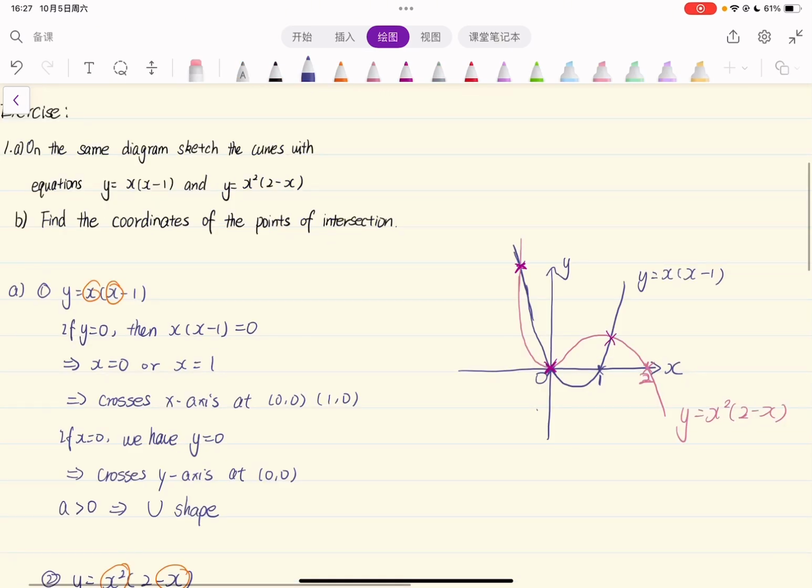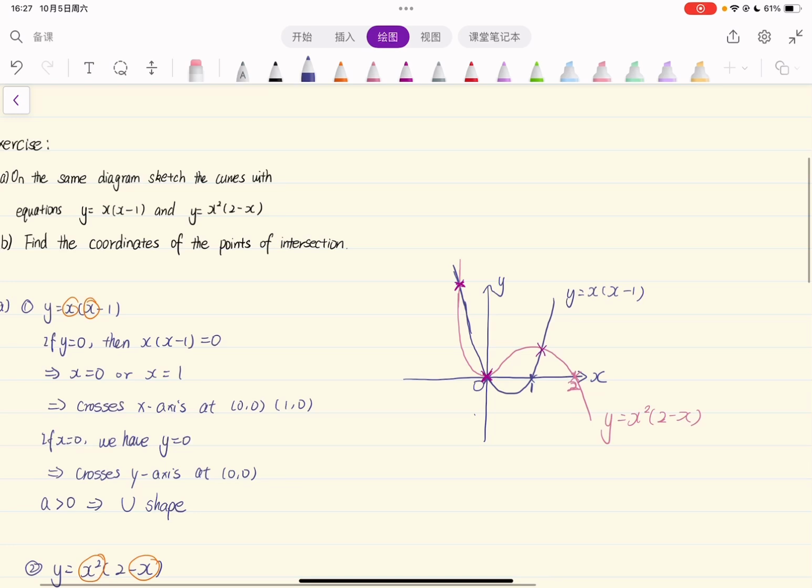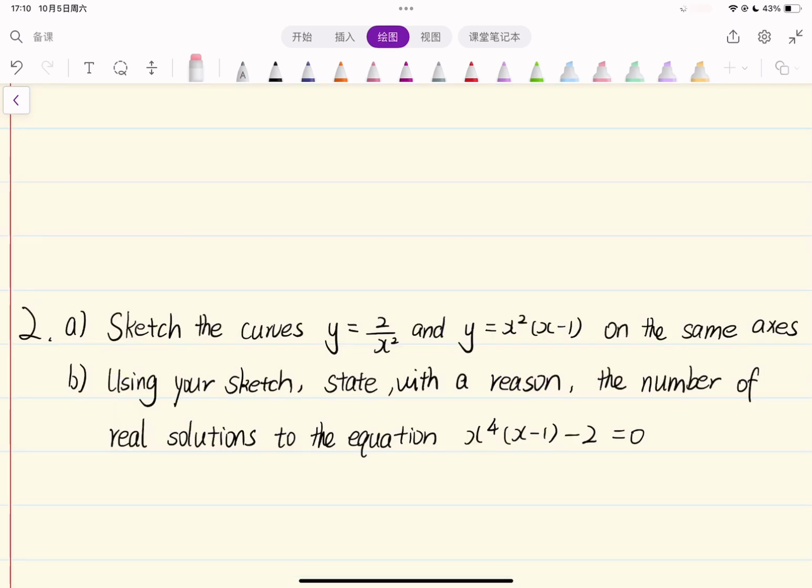We can see we have 3 points, which is the same number as we can see from the sketch over here. Now let's move on to the second question. The second question asks you to sketch the curves y equals 2 over x squared and y equals x squared times (x minus 1) on the same axes.